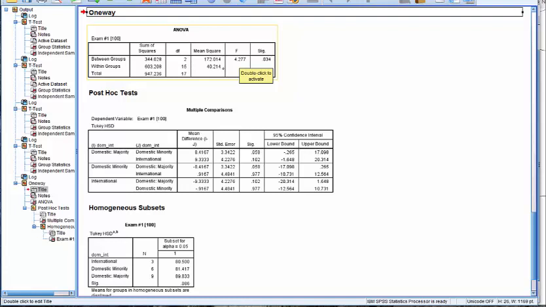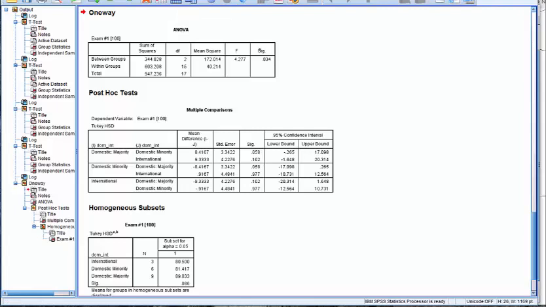And here's the mean square, which is the sum of squares divided by the degrees of freedom. And then we have the F value, and the F value is the mean square between groups divided by the mean square within groups. You can see the F value is 4.27, and 4.27 is significant at a level of 0.034. And that is better than our standard of 0.05. So there are significant differences in exam 1 score based on these three categories.